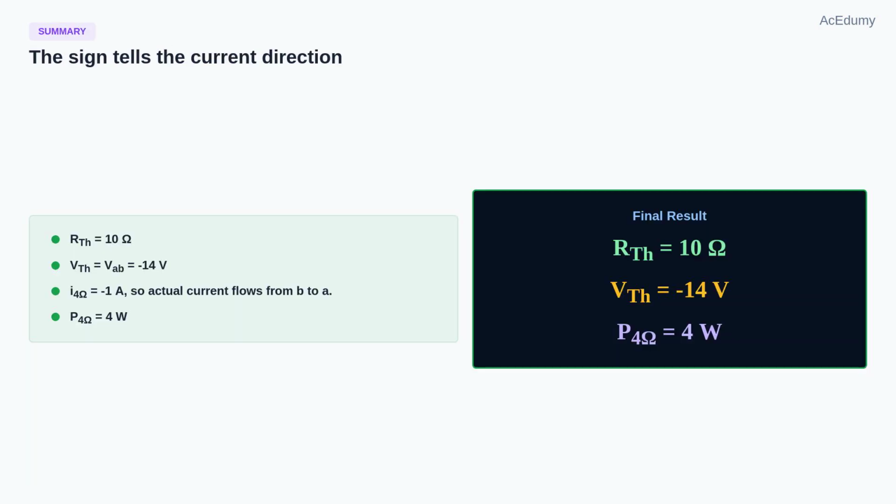The key details are the terminal reference and the source deactivation rules. Here, the load is the 4-ohm resistor between A and B. Turning off the independent sources gives Rthevenin equal to 10 ohms. The open circuit node voltages are VA equal to 4 volts and VB equal to 18 volts, so Vthevenin is negative 14 volts. After reconnecting the 4-ohm load, the current reference is negative 1 ampere, and the absorbed power is 4 watts.